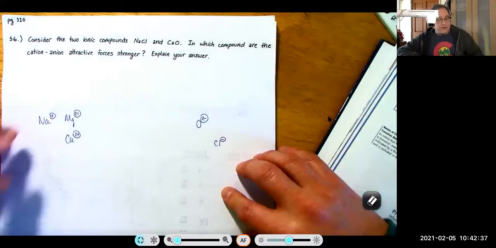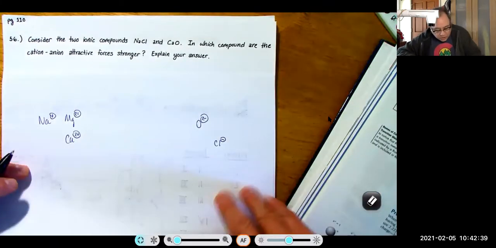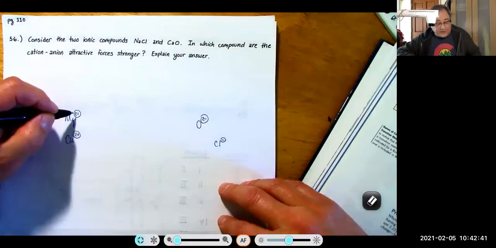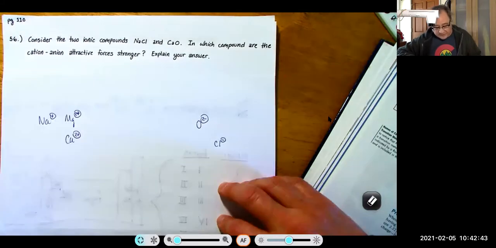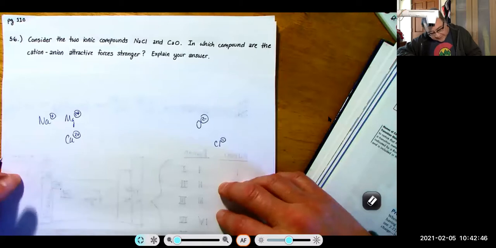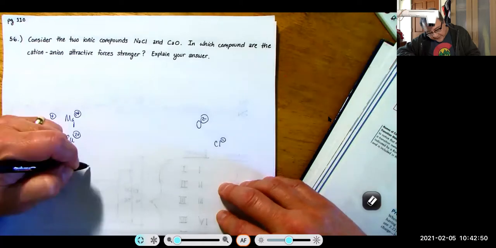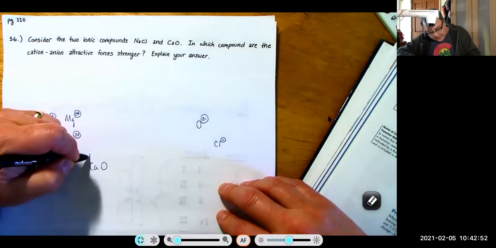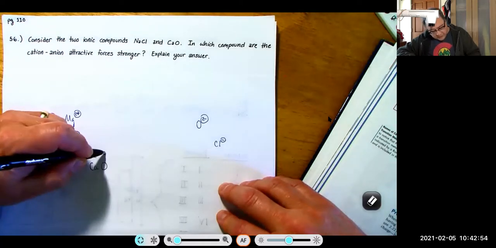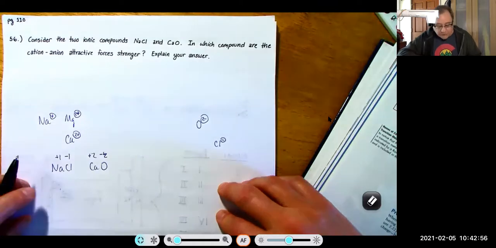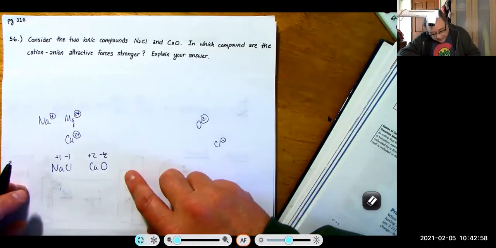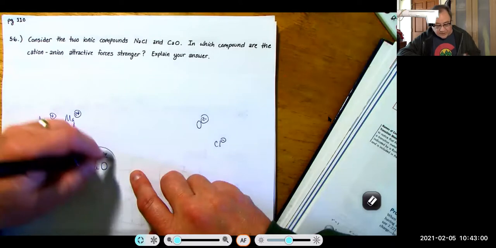Now you might be wondering, so what matters more, charge or distance? And the answer is charge actually makes more of a difference. So if you look at NaCl, you've got a +1 and a -1. If you look at CaO, you've got a +2 and a -2. So which one is going to have a greater force of attraction just due to charge? This one, because you've got 2s instead of 1s.